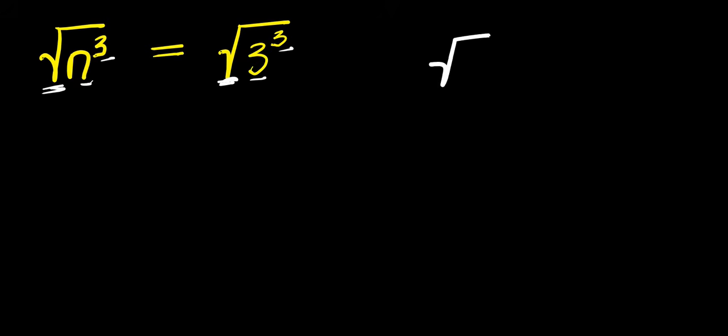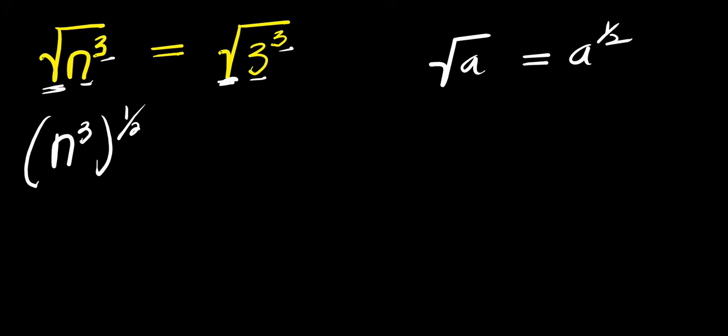Remember, square root of a is the same as a power 1 over 2. So, square root of n power 3 is the same as writing n power 3 raised to the power of 1 over 2. And this equals 3 power 3 raised to the power of 1 over 2.